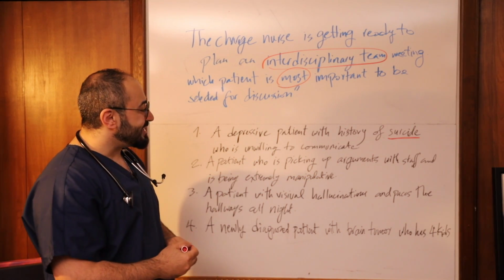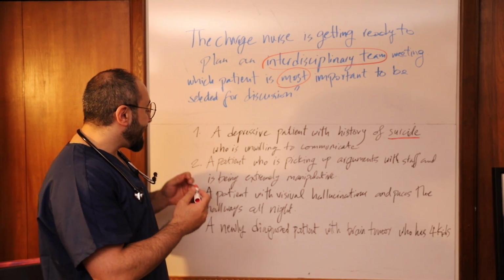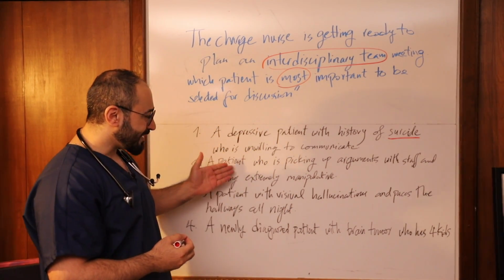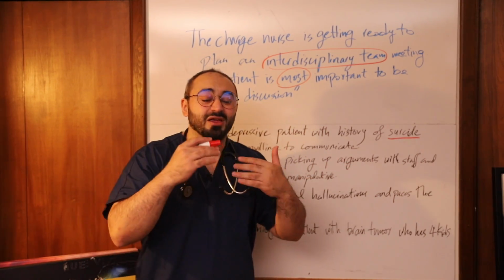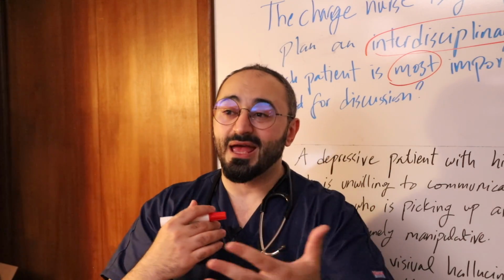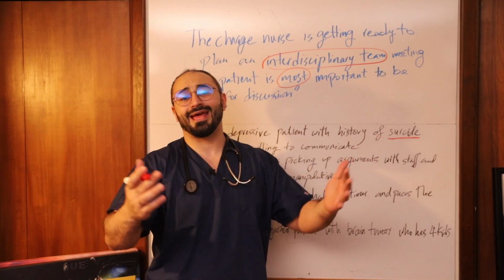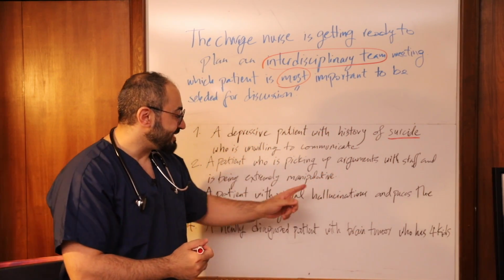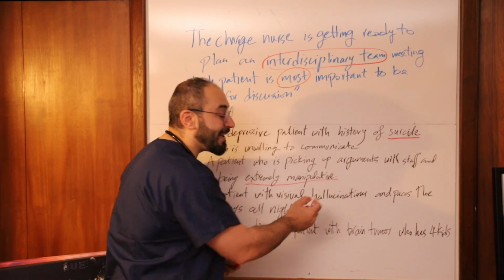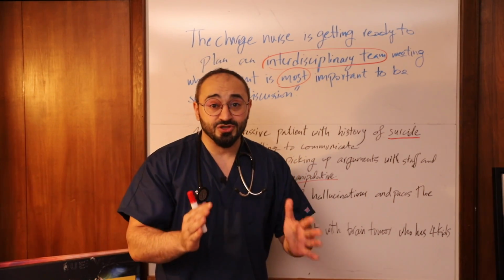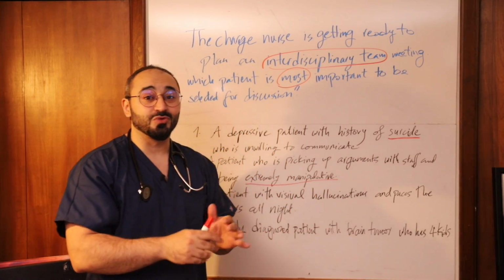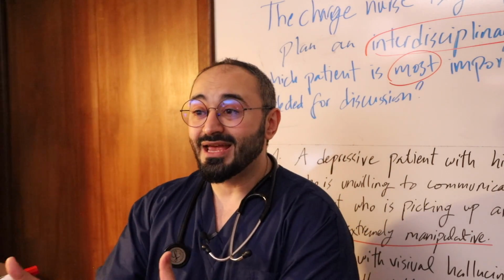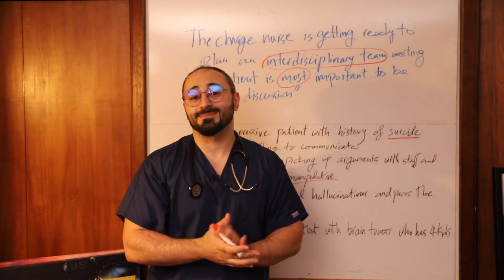Number 2, a patient who is picking an argument with the staff and is being extremely manipulative. What do you think? A patient picking arguments with the staff. What does that mean? Whenever a staff member, a nurse, CNA, tech, whatever the case might be, comes into the room, this patient is extremely manipulative. Borderline personality disorder patients usually try to manipulate the staff. So if a nurse comes in, they might tell them, hey, the doctor told me not to take this medication, right?